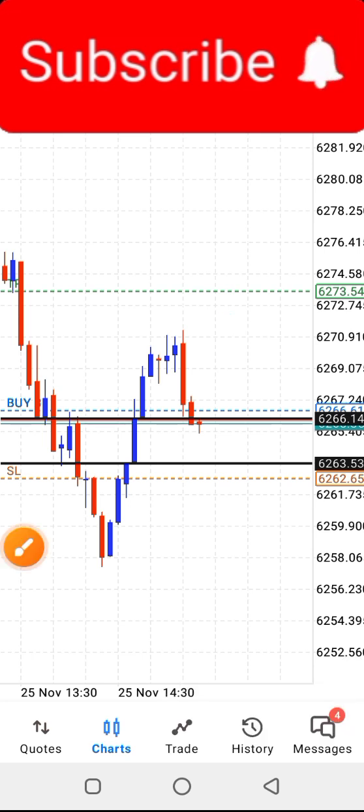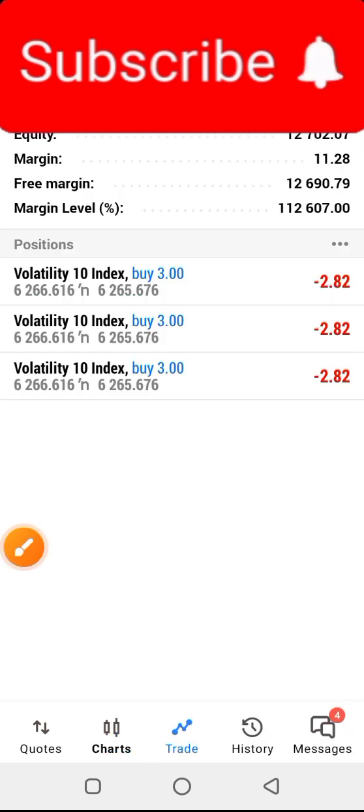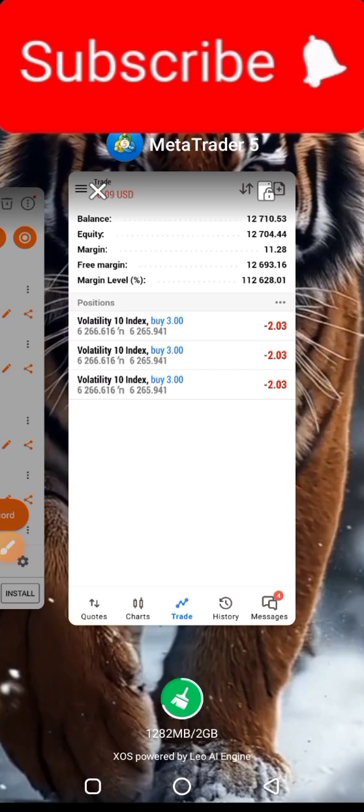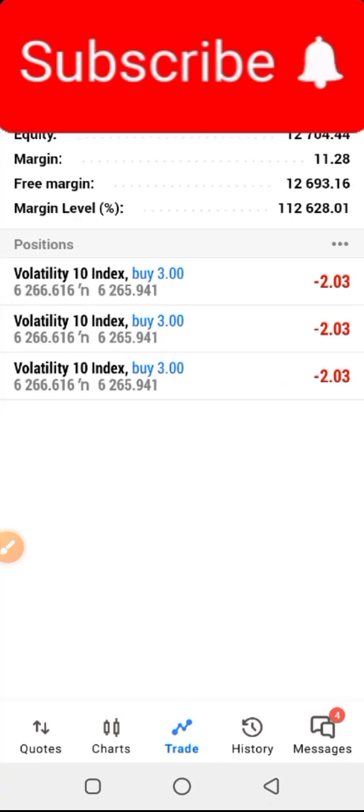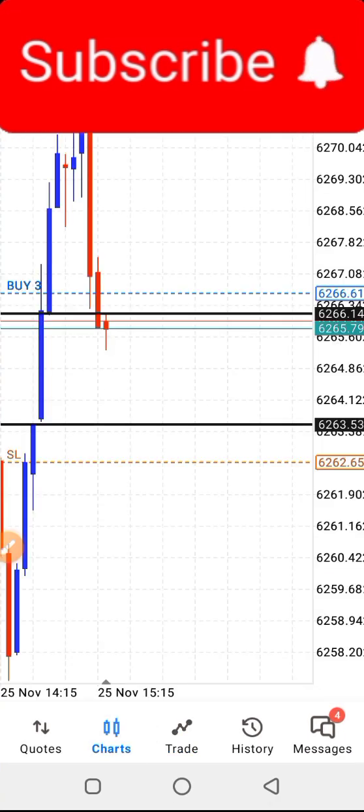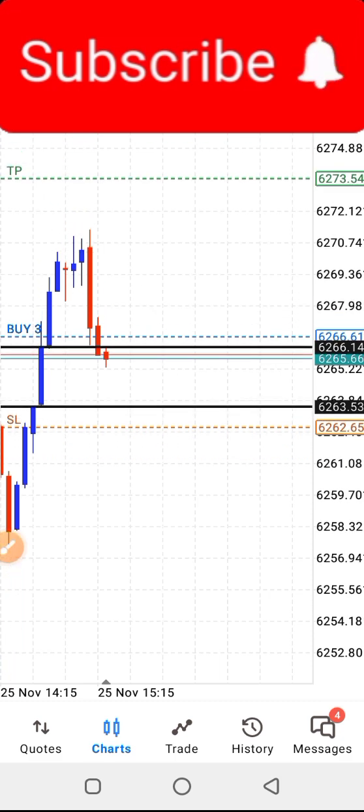Okay, so let me show you the trades. I took 3 trades at that level, and right now they are all in losses. But just take note of the entry positions of the trades. Nothing is going to change, and I'll show you how everything plays out on this particular trade.